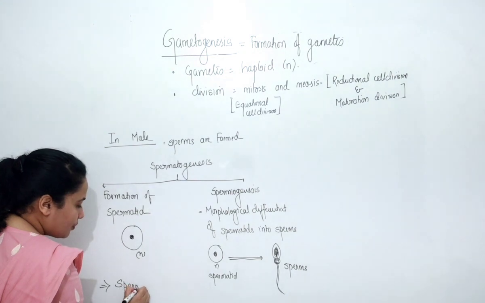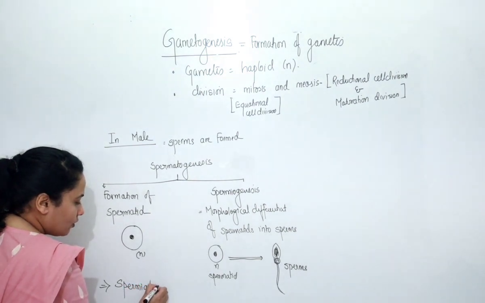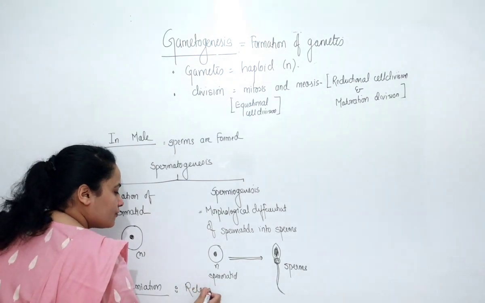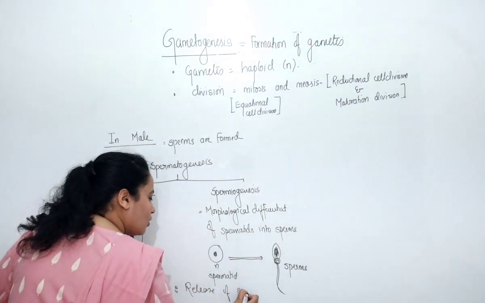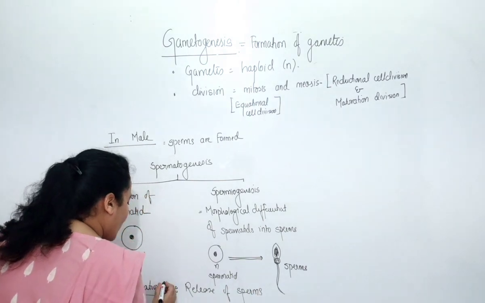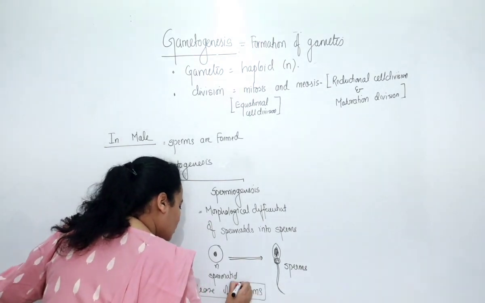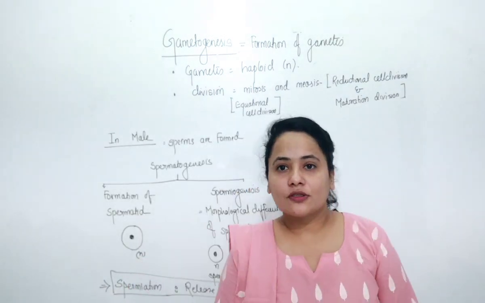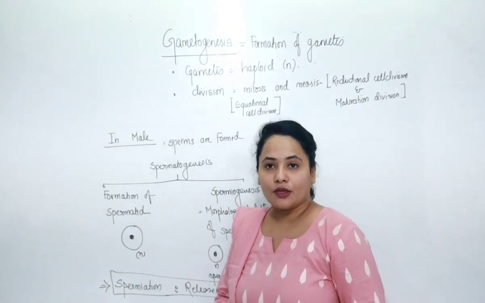Now, after the formation of sperms, what takes place? It is known as spermiation. Now what is spermiation? Spermiation is release of sperms. Release of sperms is known as spermiation. So when the sperms are released from the testes, this process is known as spermiation.